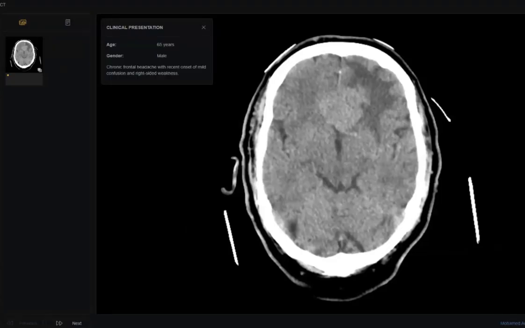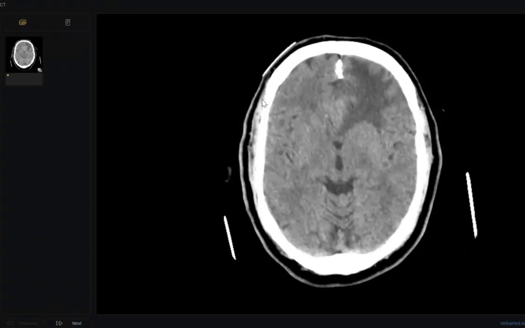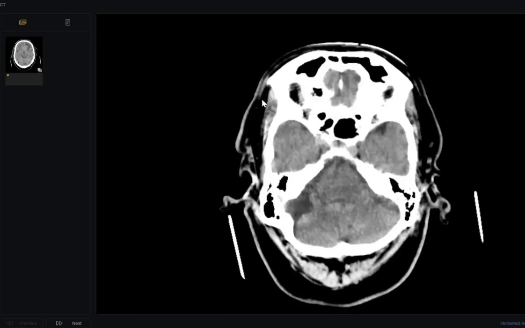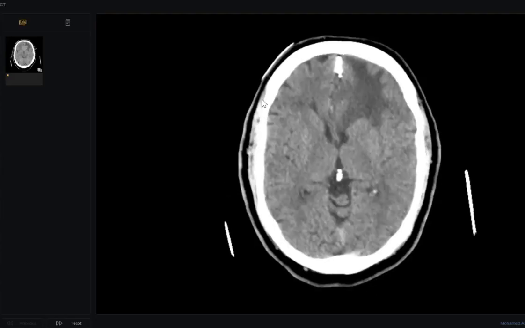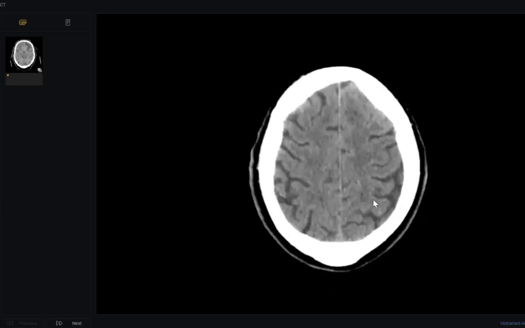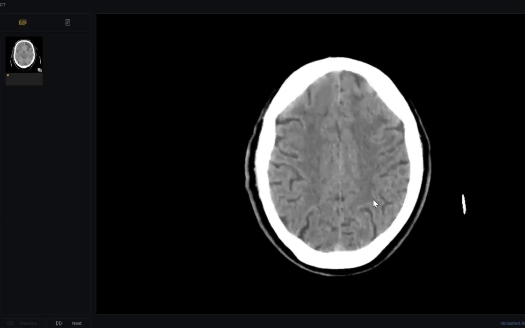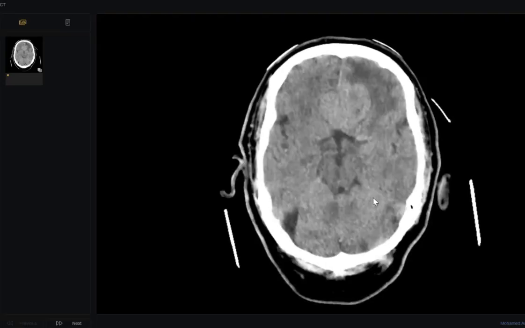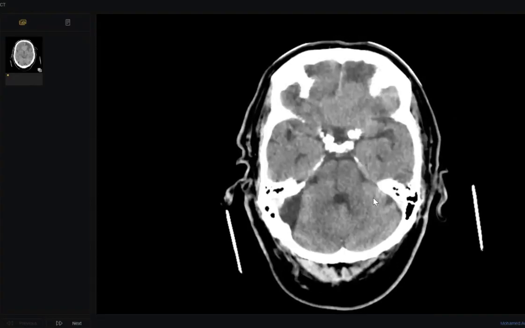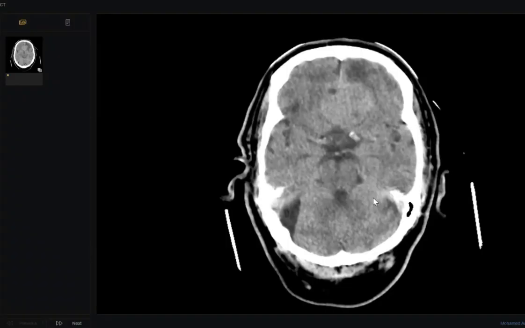A 5-year-old male patient complaining of chronic headache with recent onset of mild confusion. Okay, can I request control, or you scroll? I'm helping you. Go on. Okay, so this is the axial CT of the head of a patient presented with chronic headache. I'll take a moment to scroll through the images.